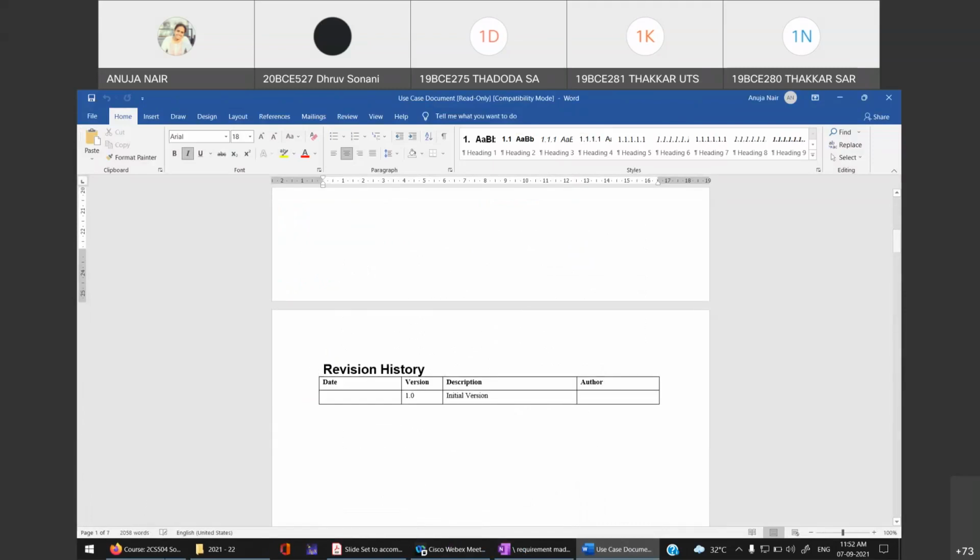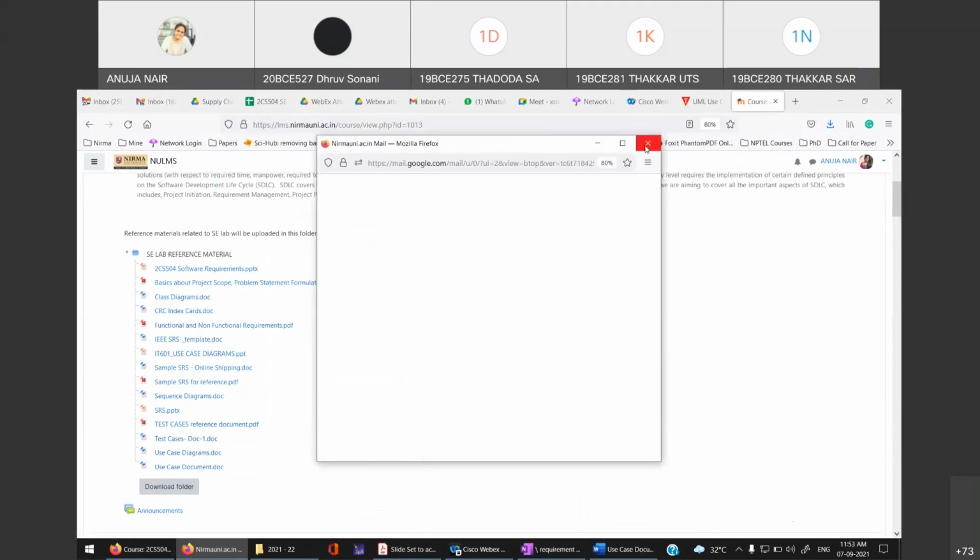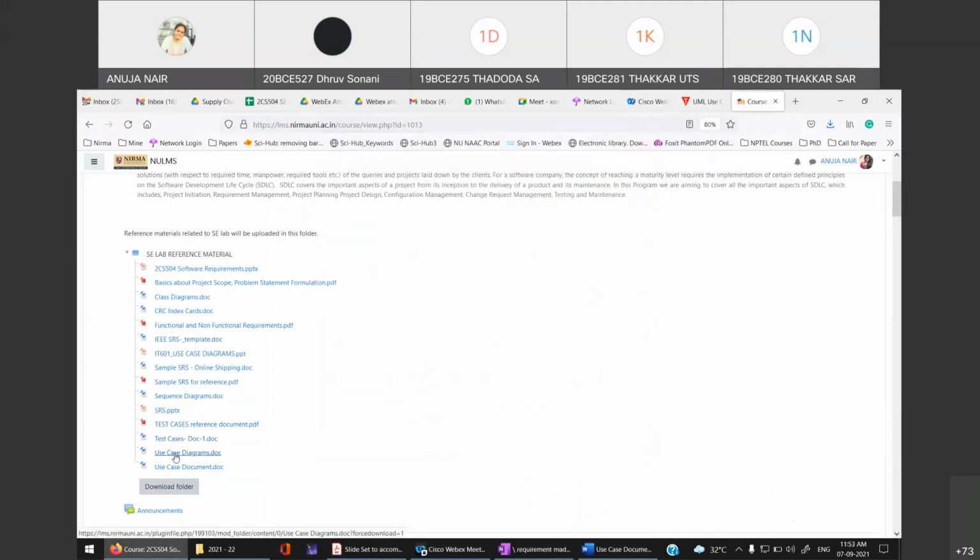Okay, you will get this in the LMS. In the LMS, I have uploaded use case diagrams and use case documents. These are not completely correct; I have just made them for the reference of students. But you should not directly copy paste them, because they are not correct. You need to use the concepts that I am teaching you right now. Is it fine?